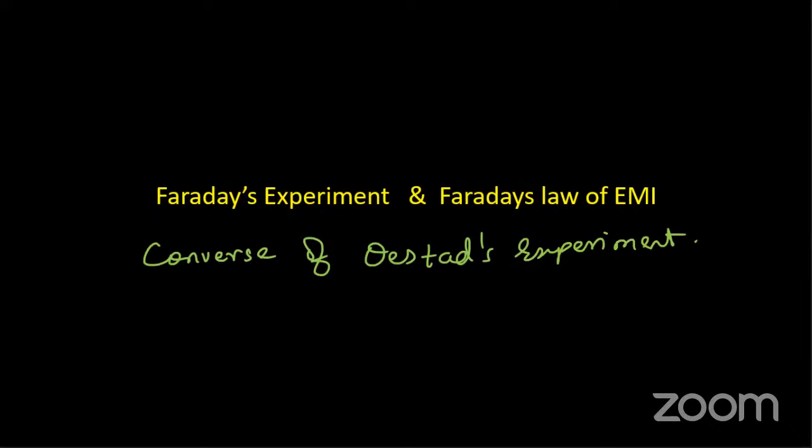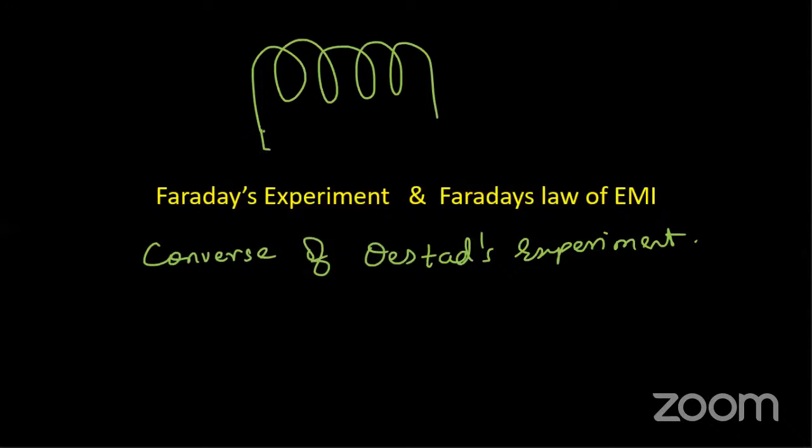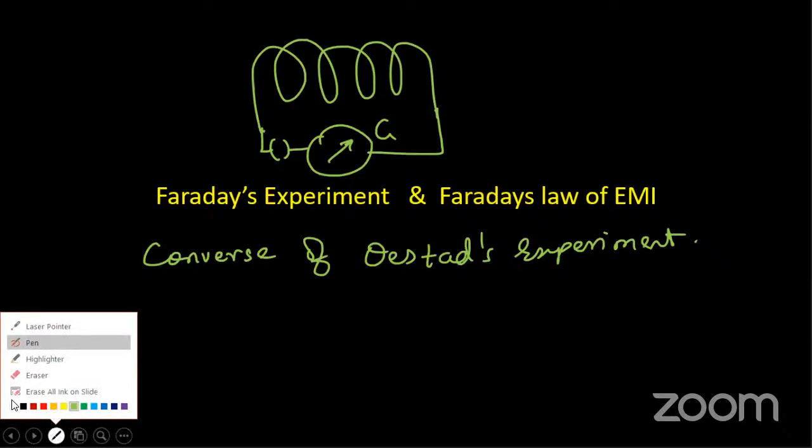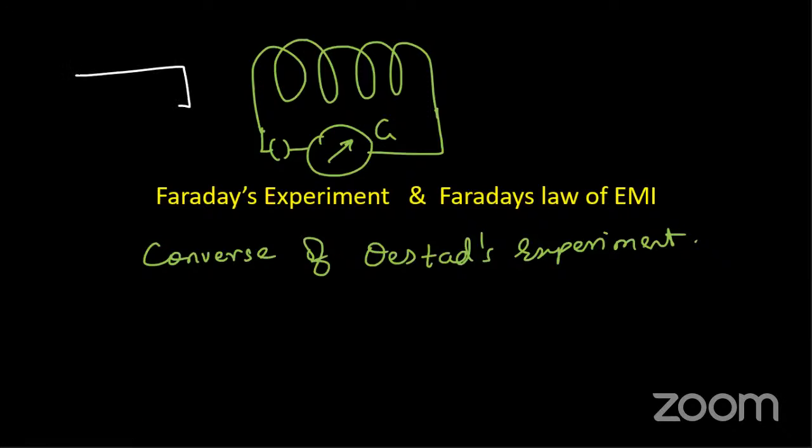One day, Faraday was doing experiments. He took a coil and connected a galvanometer to this coil. He did not connect it directly, he connected it with a plug key. Then, in Faraday's experiment, as we have heard, he took a bar magnet.